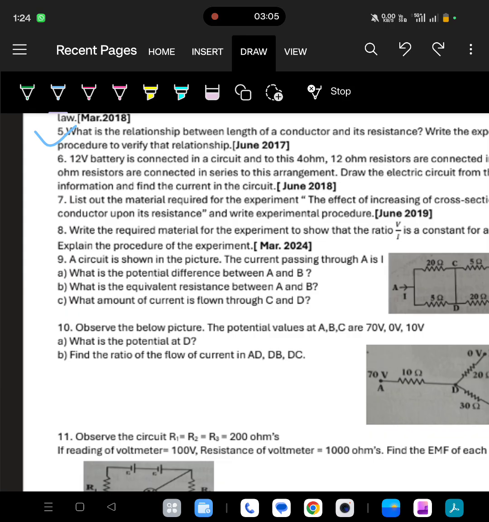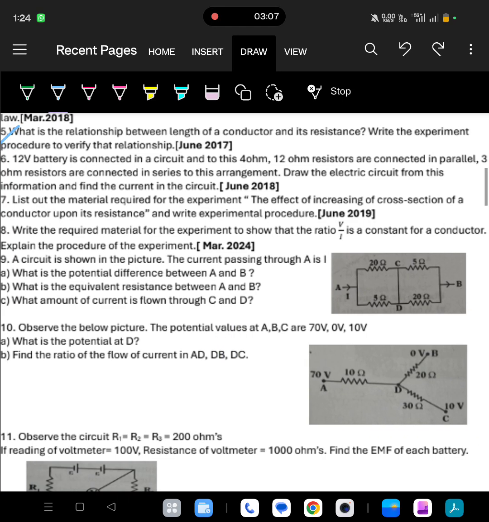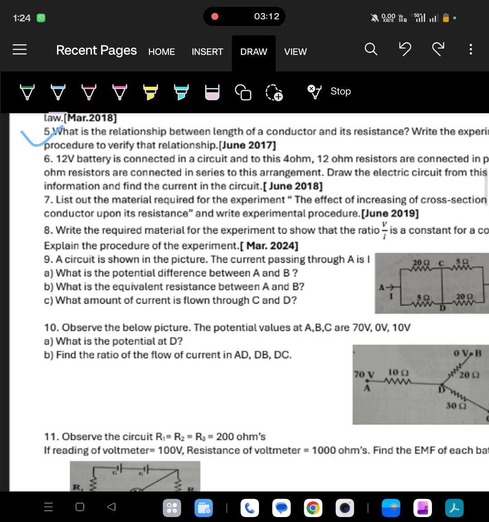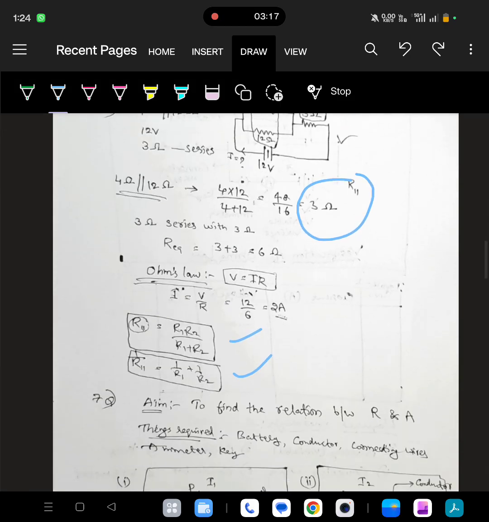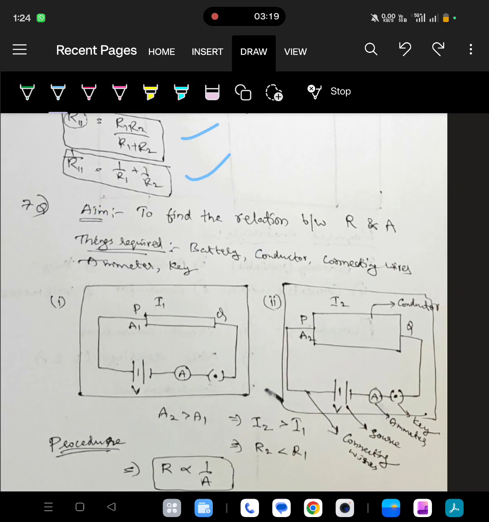List out materials required for the experiment: effect of increasing the cross-section area of a conductor upon its resistance. Write the experimental procedure. See, for this, what is our aim? Find the relation between resistance and area of cross-section. Things required: battery, source, conductor which has non-zero resistance, connecting wires, copper wires, ammeter to measure the strength of the current, key, on or off, switch.